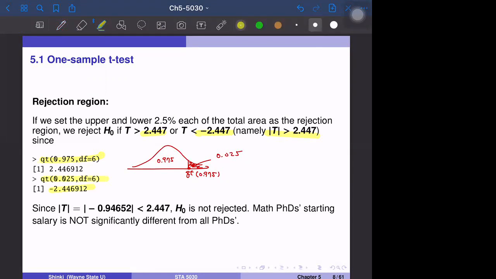So with this, you can numerically claim that the absolute value of capital T is the absolute value of negative 0.946. This is the t-statistic we calculated, and this is less than 2.447. So we do not reject H naught. H naught is not rejected. So mass PhD's starting salary is not significantly different from all PhDs, we can say.